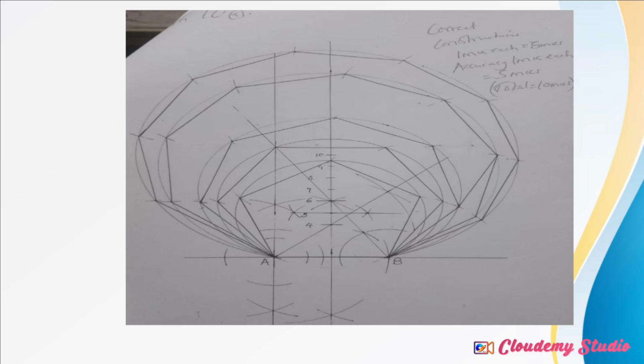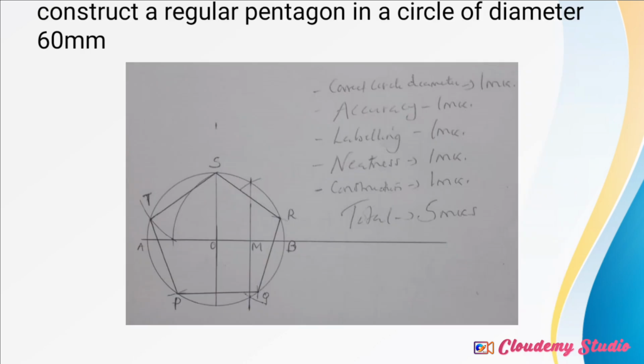But if it's construction of regular pentagons given the radius or diameter, then you have to look at how to construct a regular pentagon given the diameter and the radius inside a circle. So that is the question again. So we go to the next. The next was: construct a regular pentagon in a circle of diameter 60 millimeters. So this is another set of questions that I was telling you. So here we have been given the diameter.